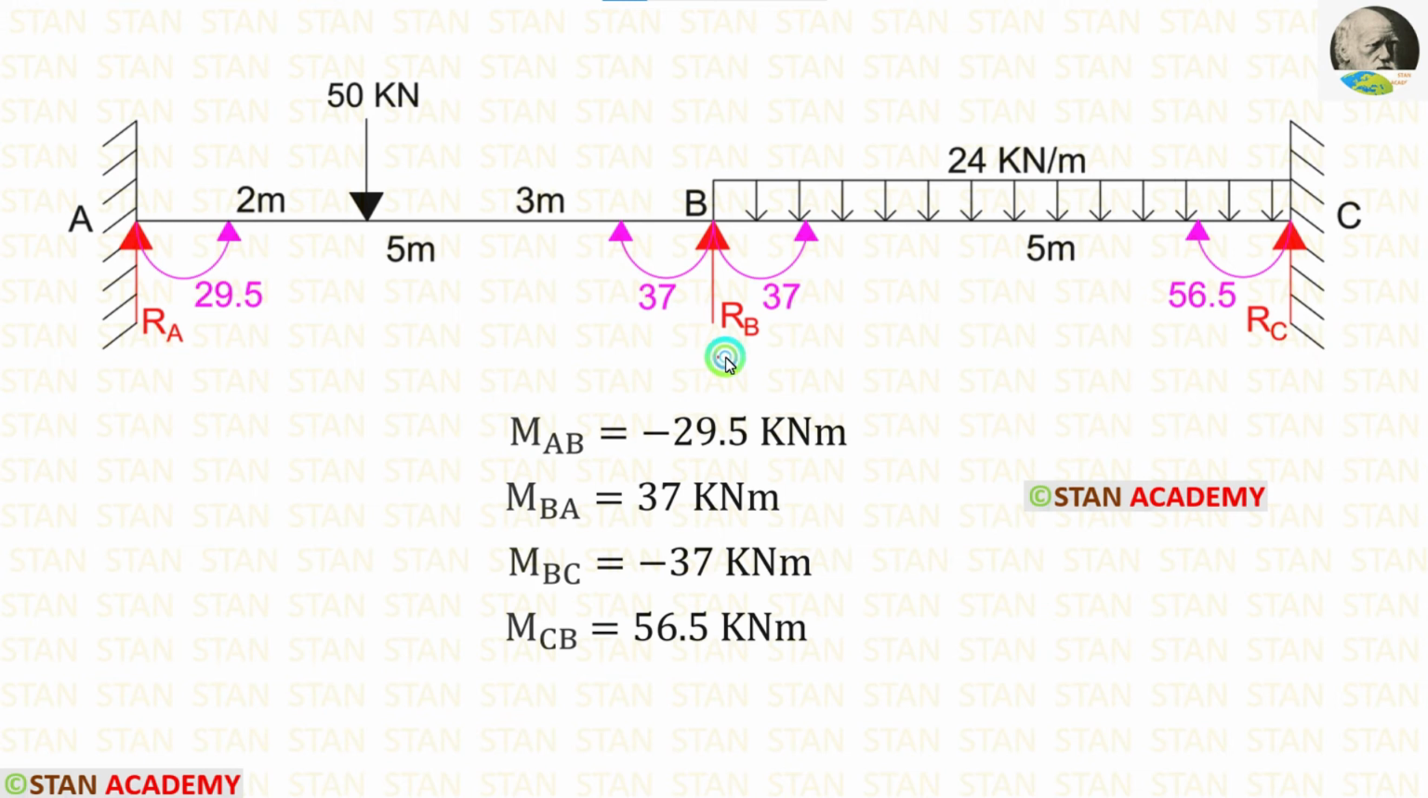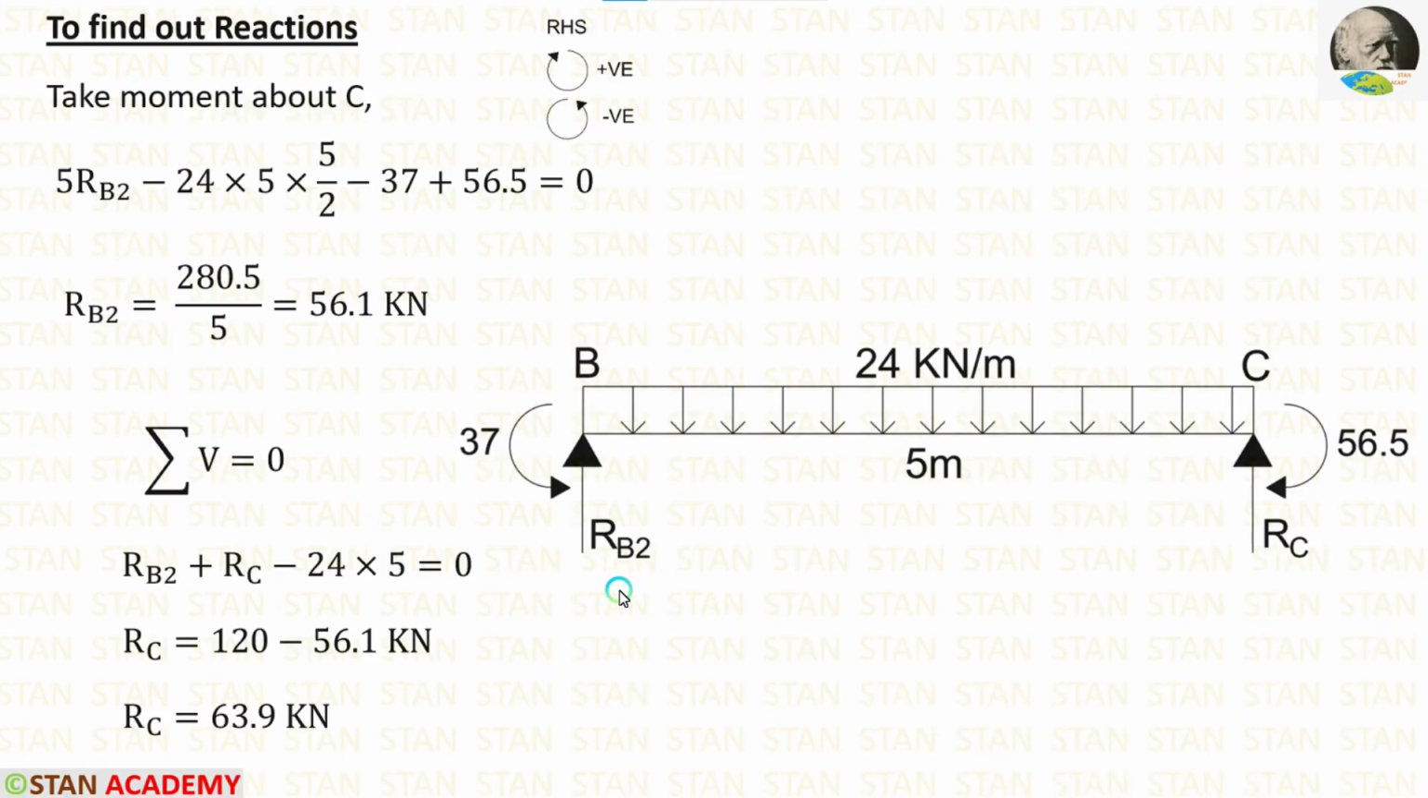Now, let us take the span BC and calculate the reactions. In the span BC, there are two moments, MBC, which is acting in the anticlockwise direction, and MCB, which is acting in the clockwise direction. In this span, first I am going to calculate RB2. For that, I am going to take moment about C. The vertical reaction RB2 is acting towards the point C in the clockwise direction, so it will be positive and the distance is 5.